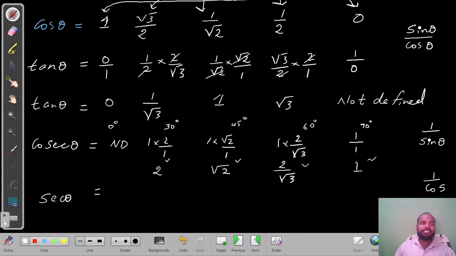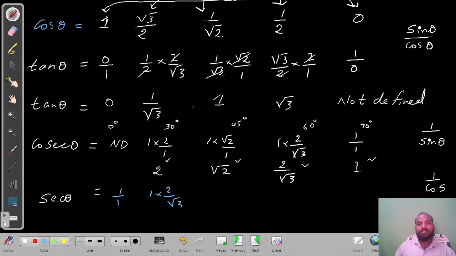1 by cos. You already know the cos value, right? Now 1 by cos, 1 by 1, that is 1. For your clarity, I will write it as it is: 1 by 1, 1. Next one, 1 into 2 by root 3.